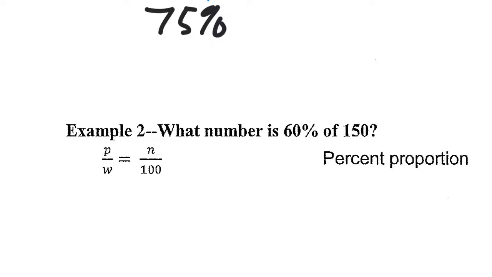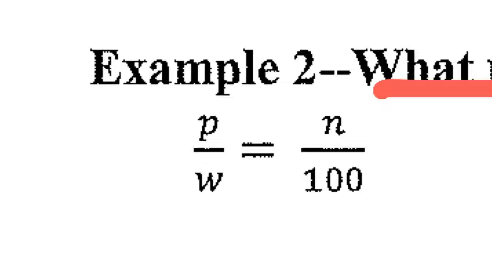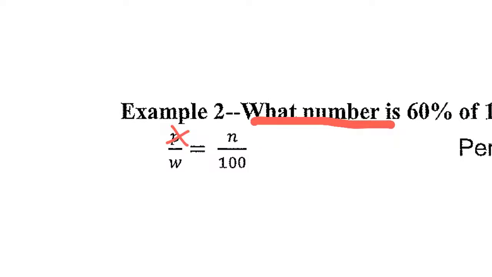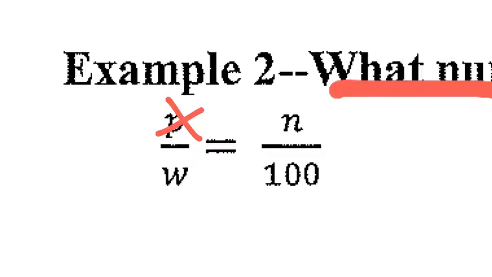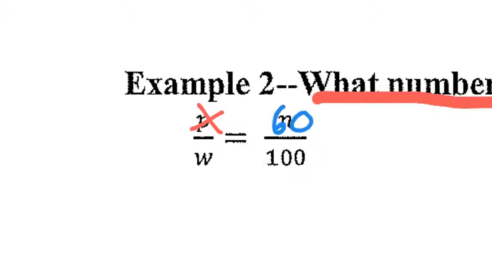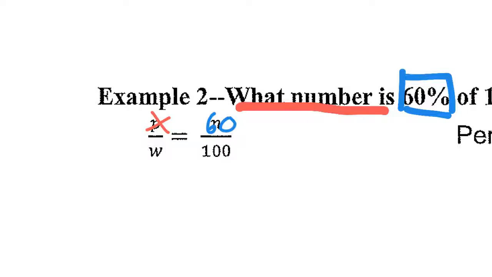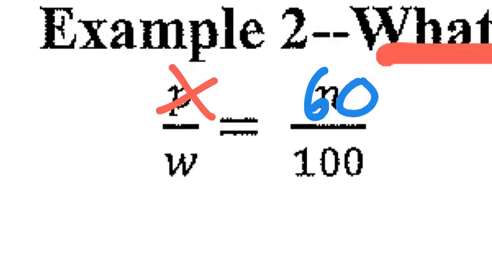It says what number is 60% of 150? So the important part is what number is. So that's the number that we do not know. So that's our part because we do is over of. So there's my is. And 60%, percents always have to go with 100. So I'm going to put my 60 right here. And then finally it says of 150. So my 150 will go down here on my whole part.